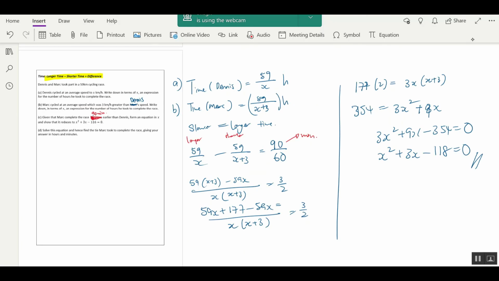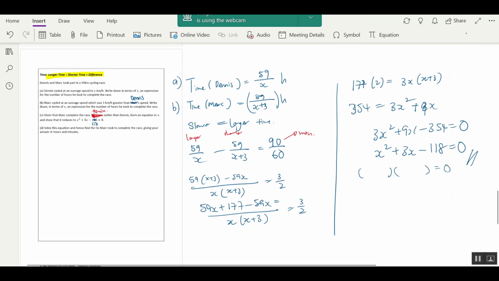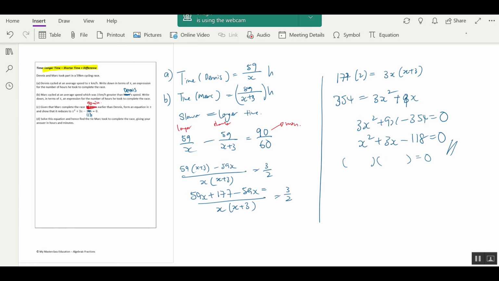Wait, I think there's something wrong with the question, so this should be minus 118. Unfortunately, this equation cannot be factorized nicely into brackets. If you have learned the quadratic formula, then we will use the quadratic formula and solve for this. This cannot be expressed as brackets. There is something wrong with the question, so this is what you should get.